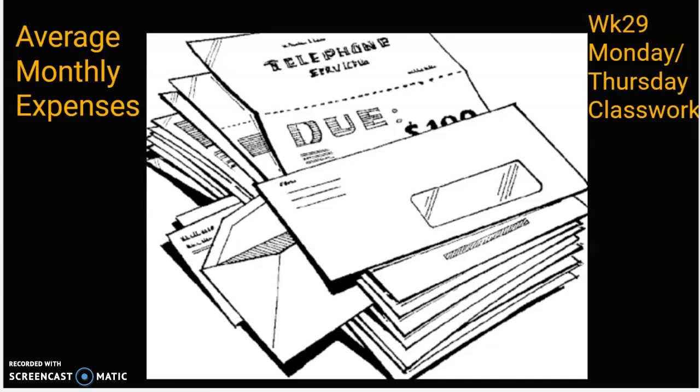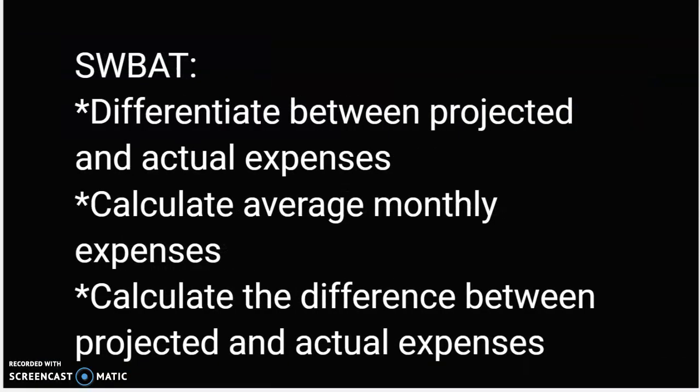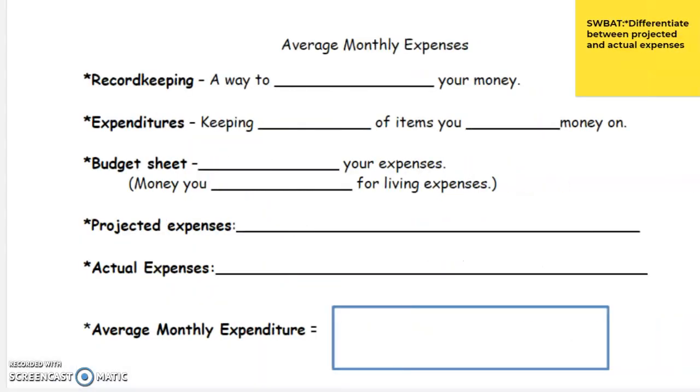Today we're going to be talking about average monthly expenses and starting to dive into our unit on budgeting: what a budget is, what it's used for, and how you make one. Our goal for today is to differentiate between projected and actual expenses, calculate average monthly expenses, and calculate the difference between projected and actual expenses.